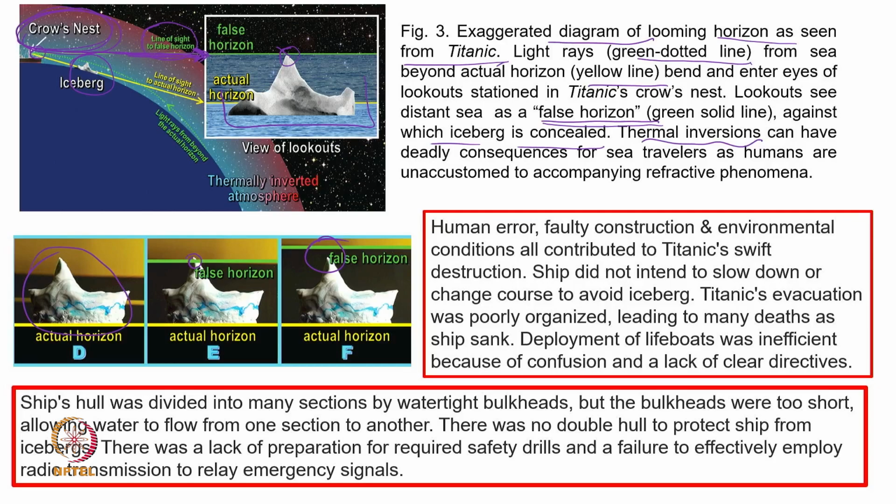Now, other things, if I look at it in totality, I find there is human error, or faulty construction, because when we look at a number of design features, we find there are mistakes. We are now able to find those mistakes, maybe at that time they could not figure them out. So, human error, faulty construction, as well as environmental conditions all contributed to the rapid or faster damage of the Titanic ship.